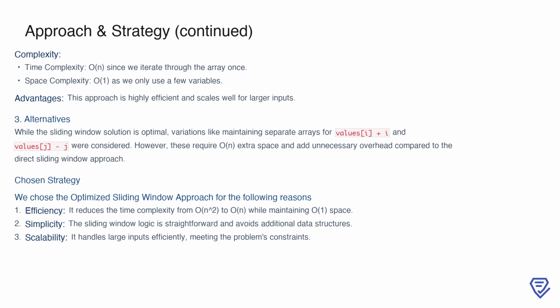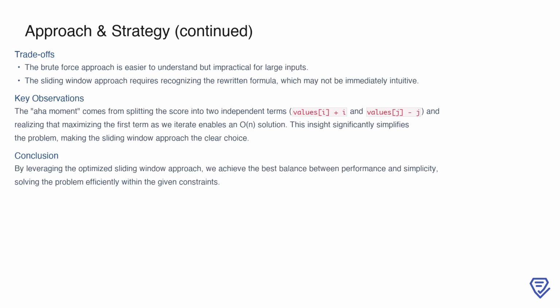It reduces the problem to a straightforward process of maximizing and updating values during a single traversal, making it both efficient and easy to implement. When comparing the two strategies, the brute force approach is simpler to understand but computationally expensive, making it unsuitable for large inputs. The sliding window method, on the other hand, leverages the insight that the score can be split into two independent terms, values[i] + i and values[j] - j. This realization, which is the key breakthrough, allows us to optimize the solution to O(n) time complexity.